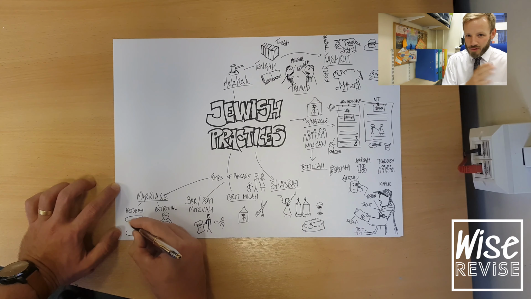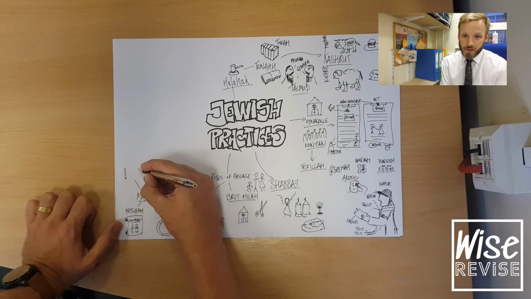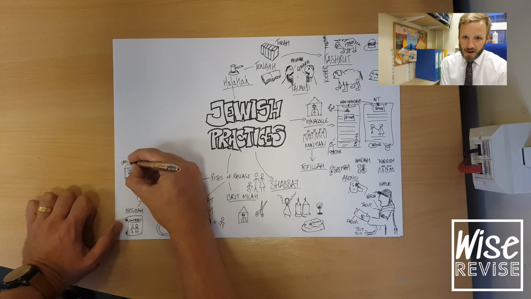Moving over to marriage very quickly. Betrothal, the closest word we have to that in the UK is engagement. And the ketubah, the marriage contract, which I've drawn there as well.